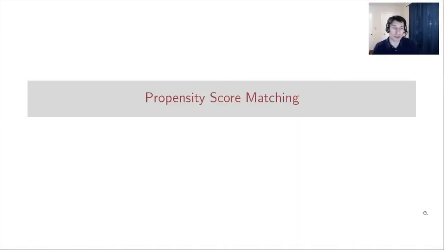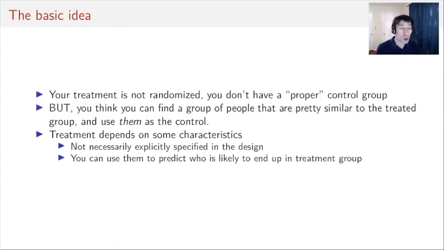Okay, so we've now made it to the last part of the lecture, which is on propensity score matching. So what's the basic idea here? Well, you have a treatment and it is not randomized. You do not really have a proper control group. However, what you think is that you can find a group of people that are pretty similar to the treated group, and you could use them as the control.